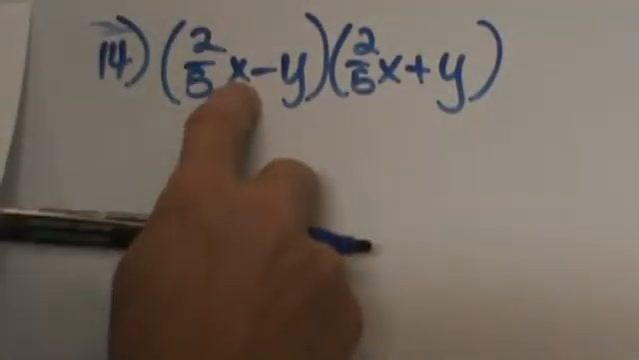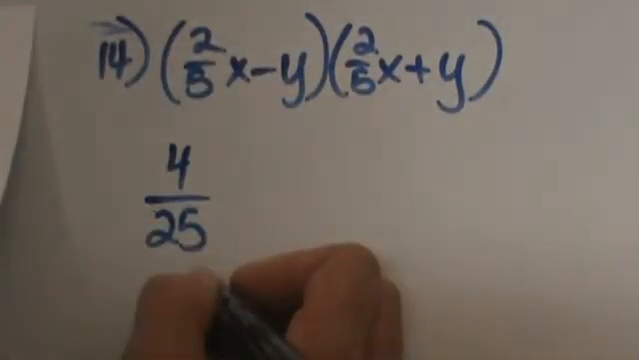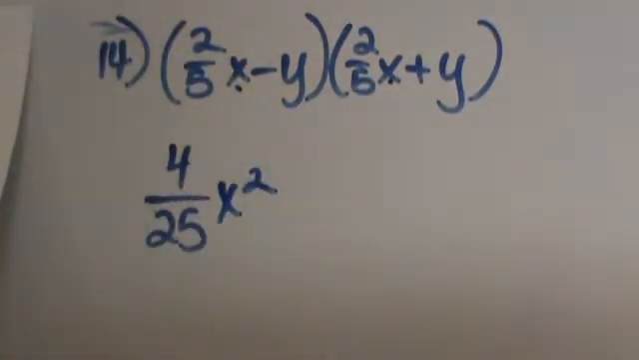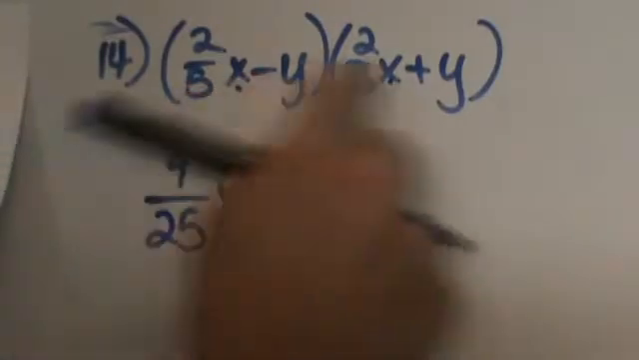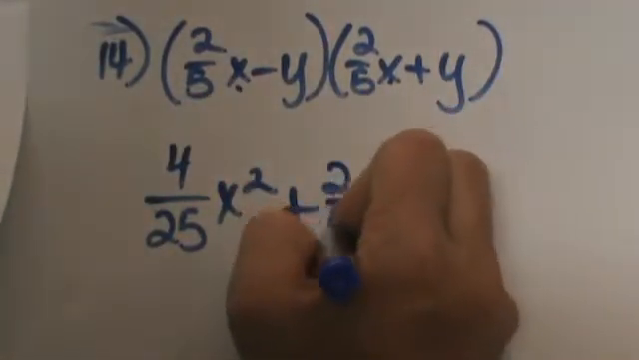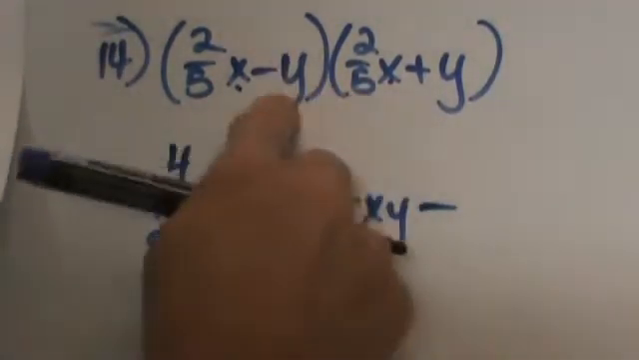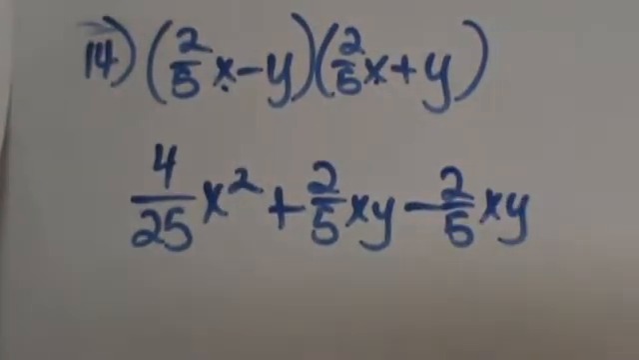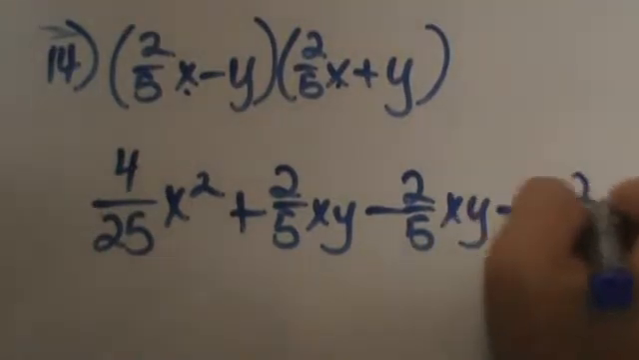So 2/5 x times 2/5 x. 2 times 2 is 4. 5 times 5 is 25. So 2/5 times 2/5 is 4/25. X times x is x squared. Now let's multiply outer. Positive, right? 2/5 xy. You just list those next to each other, x times y. Negative, right? Negative 2/5 xy. And then our last is a negative y times a positive y, which is a negative y squared.